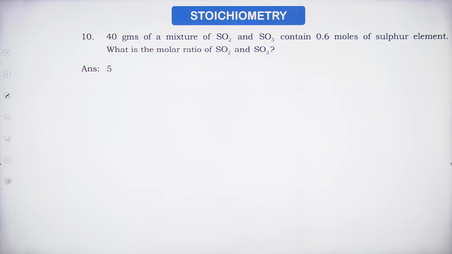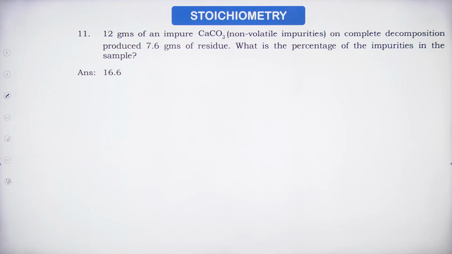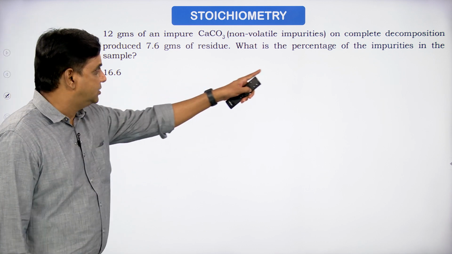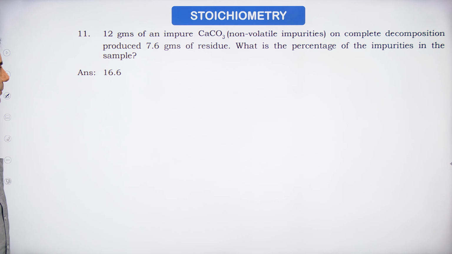"40 grams of a mixture of SO2 and SO3 contain 0.6 moles of sulfur element. What is the molar ratio of the SO2 and SO3?" This is also a high level problem, takes time, we will do it. This is also a percentage purity problem, students. What is the percentage of the impurities in the sample? Little advanced level.